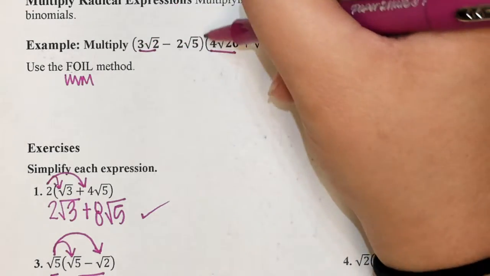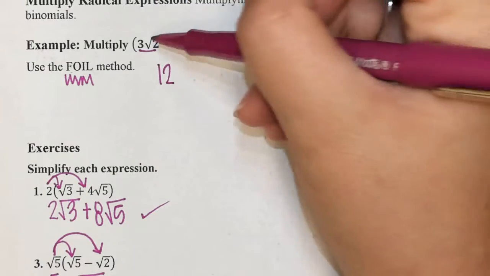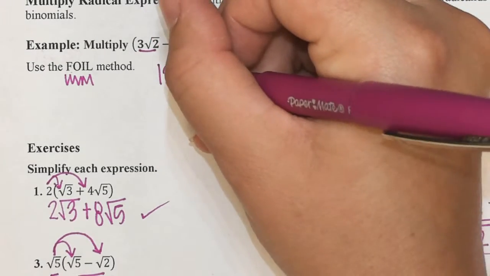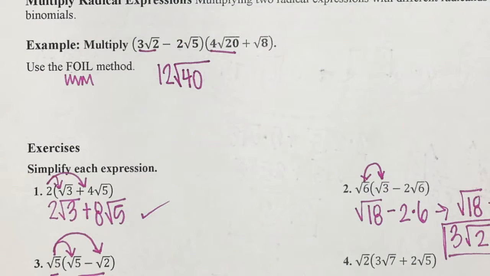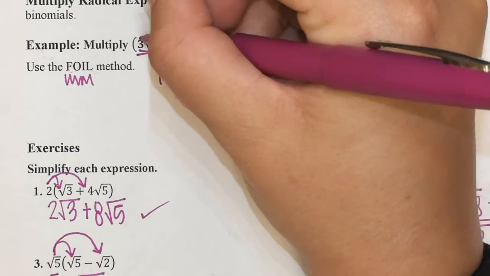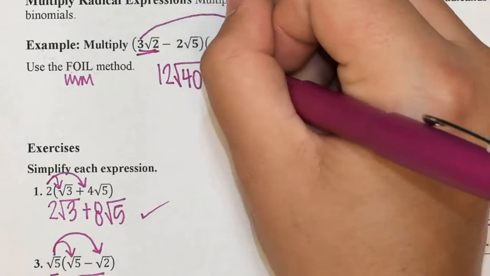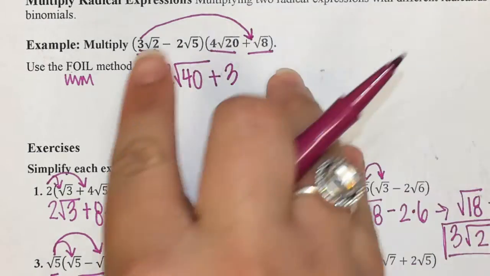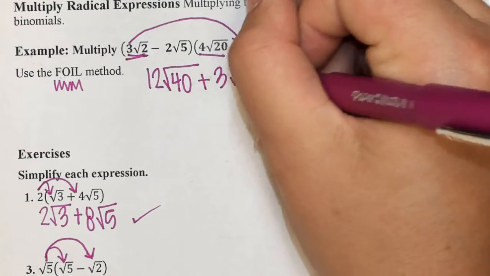Outer times outer, what's 3 times 4? So you get 12. The square root of 2 times the square root of 20 is the square root of 40. So we did F, we did first. Now we need to do the 2 outer terms. This one and the square root of 8. So 3 times the invisible 1 is just 3. And then the square root of 2 times the square root of 8 is the square root of 16.